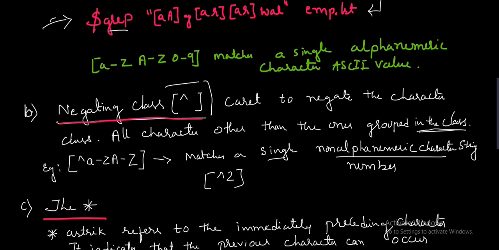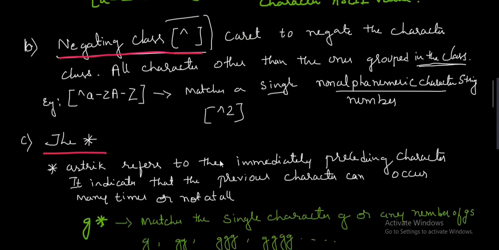Okay. So other than 2, whatever the lines it is going to match, select all the lines. So that is how you need to represent for negating the class.